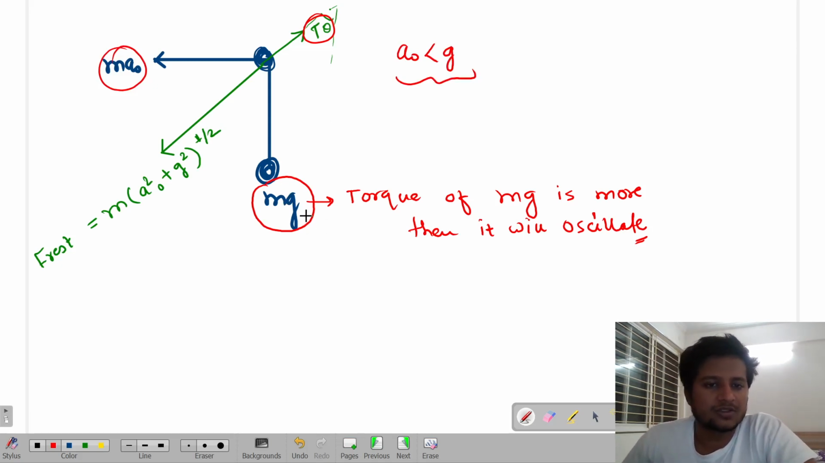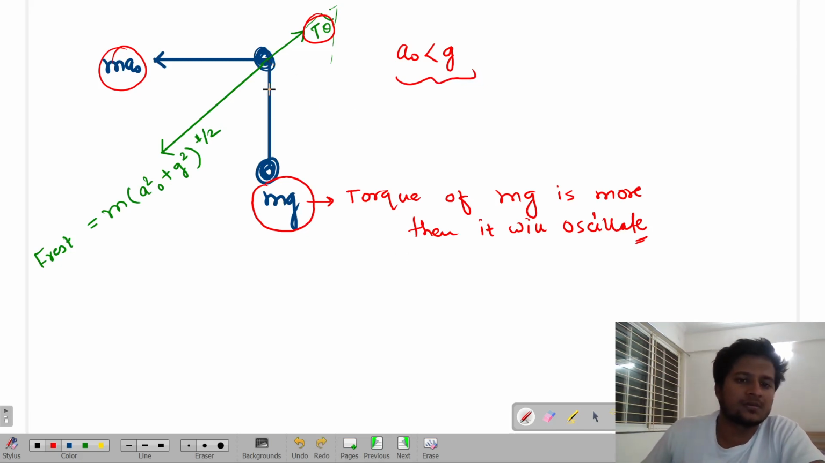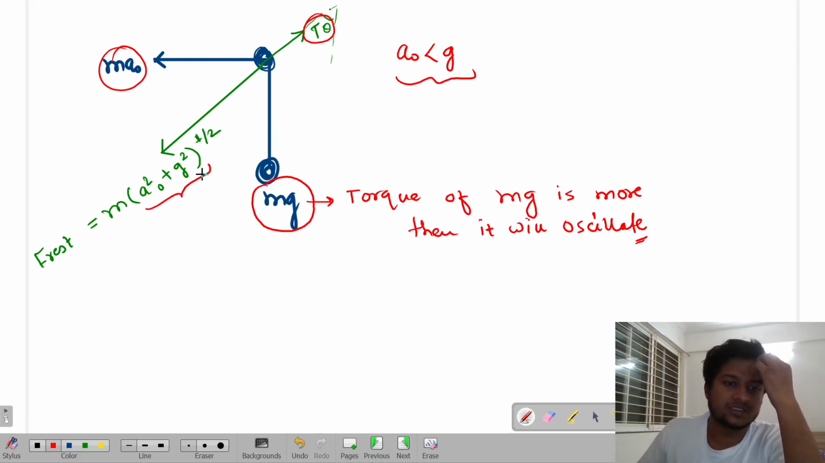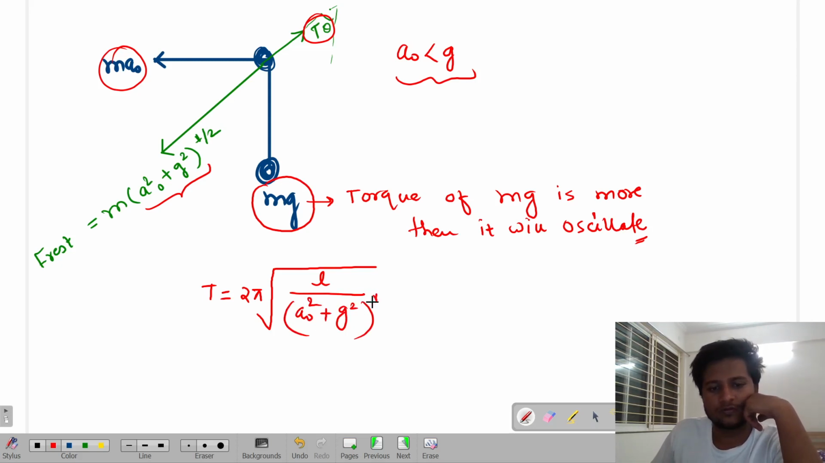So if the torque of mg is more, it will try to oscillate along this direction, right? So the problem is that torque actually makes it oscillate. Is that clear? And that is why we are considering the g effective as (a naught square plus g square) to the power of 1 by 2. Now you got it.